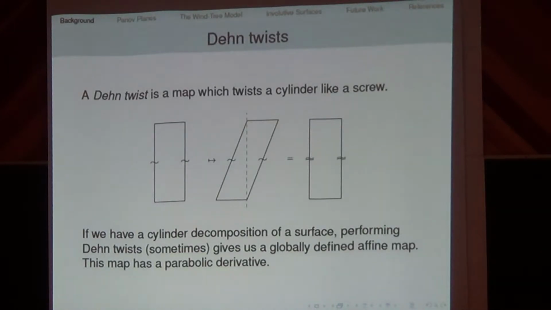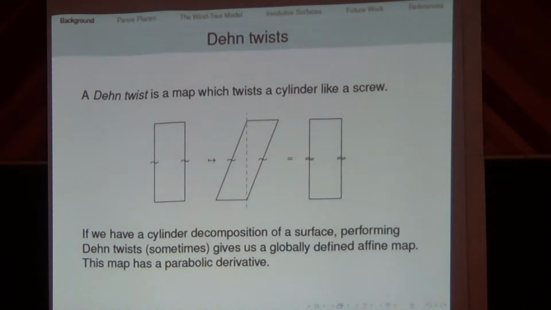So there are two particular types of maps that I care about. Those are the ones that have parabolic derivatives and the ones that have hyperbolic derivatives. The ones that have parabolic derivatives come from having a cylinder decomposition of the surface and then twisting all the cylinders. So anytime you have a cylinder, a natural map to perform is a Dehn twist, which takes the cylinder and rotates it like a screw.